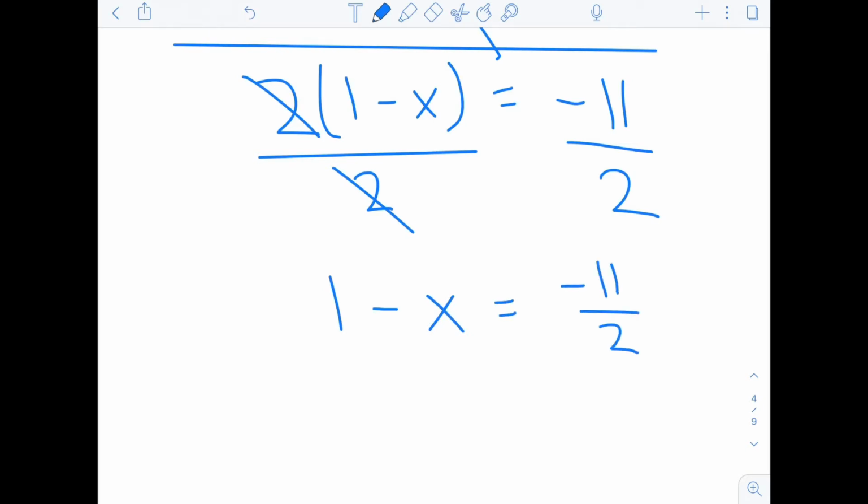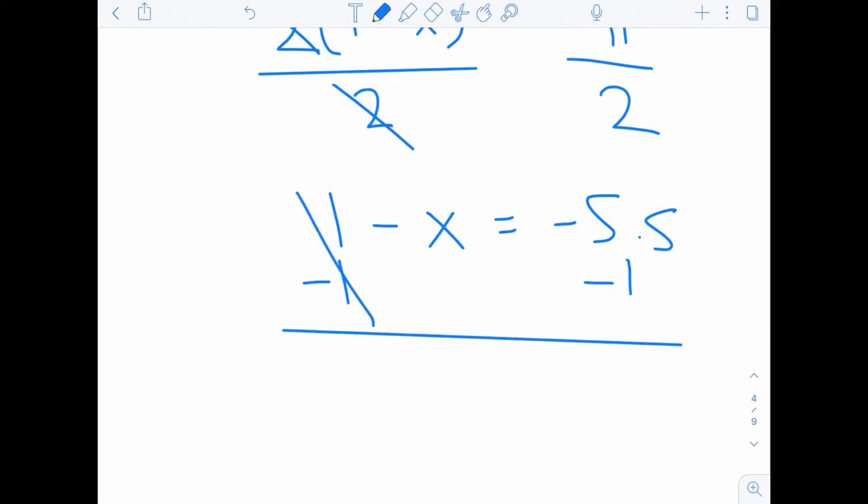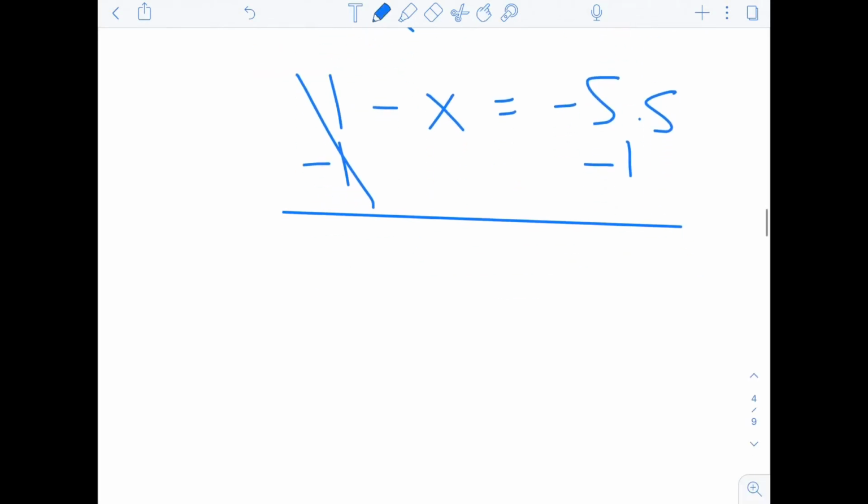So let's put -11 over 2 into a decimal. That would be -5.5. So now let's get rid of this 1 here. To do that, we're going to subtract 1 from both sides. So you're left with -x, don't forget the negative, equals -5.5 minus 1. So -5.5 minus 1 equals -6.5.